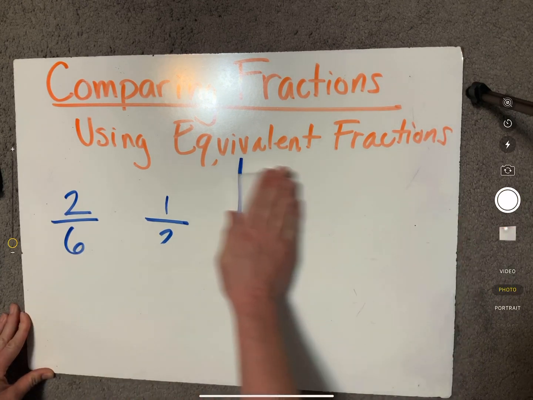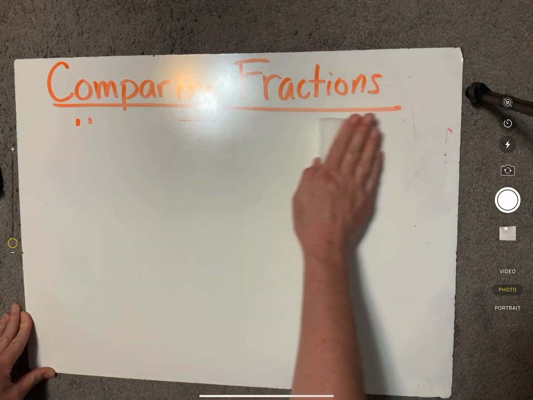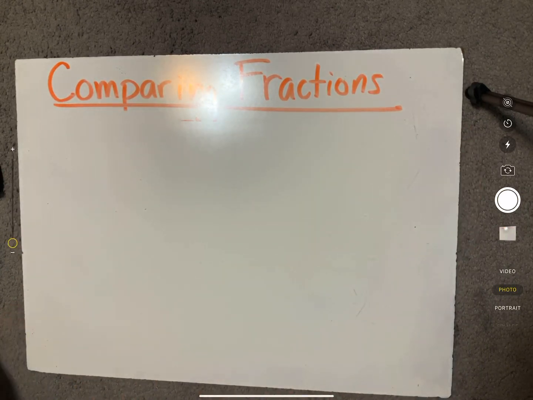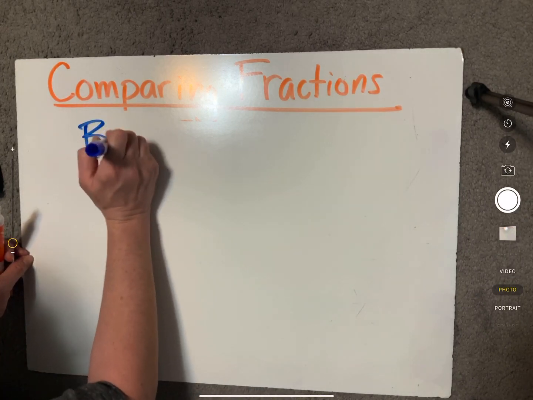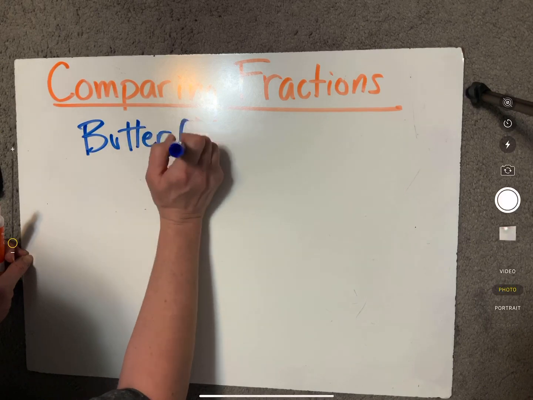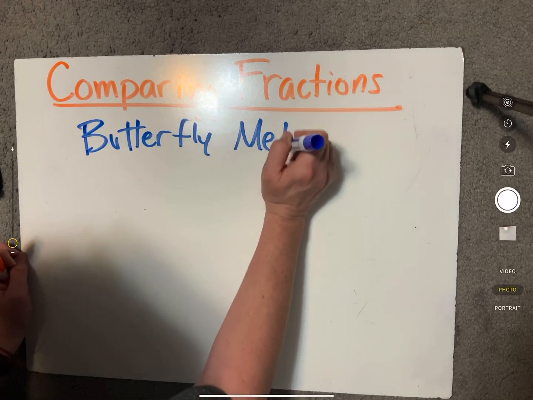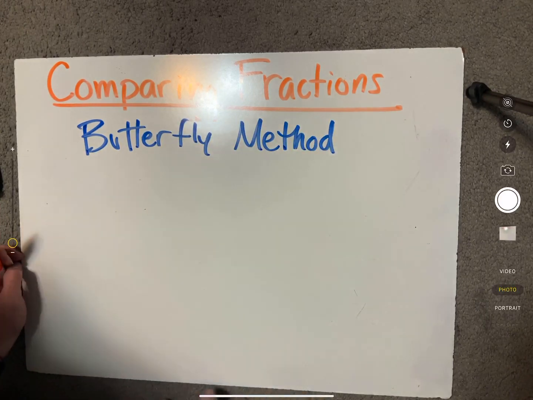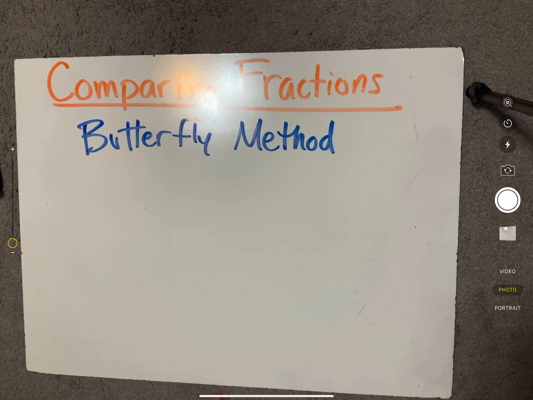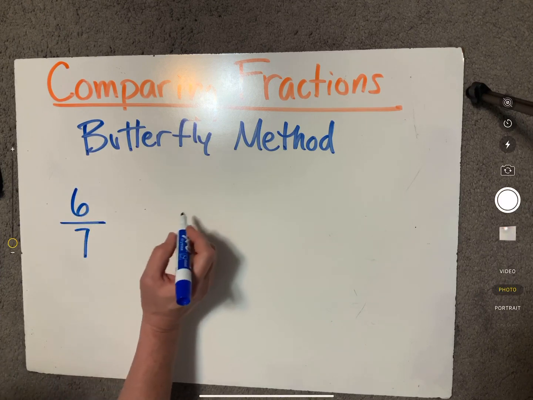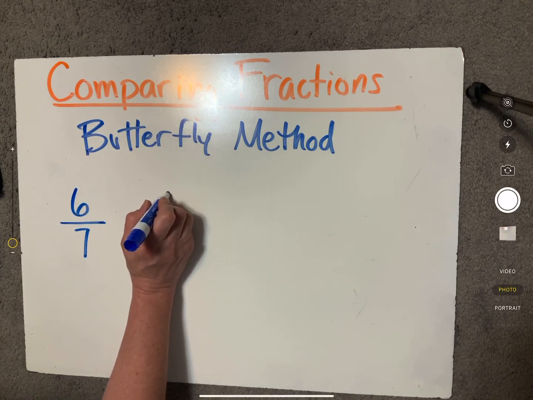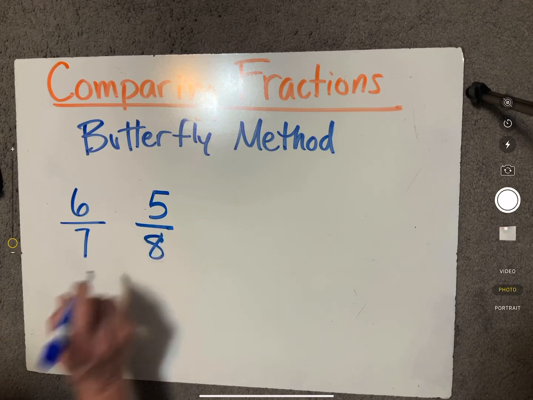Now I'm going to show you the way that I think just about everybody loves. I call this the butterfly method, and you'll see why in just a second. So the butterfly method. Let's say I have a fraction like 6/7, and I'm trying to compare it to 5/8.